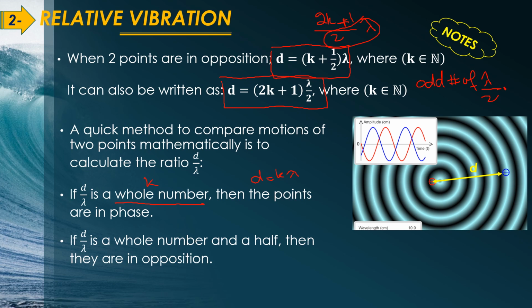On the other hand, if d over lambda is a whole number and a half, which is k plus 0.5, like 1.5, 2.5, the points are said to be in opposition. Note that if it's neither this nor that, then the points vibrate randomly.